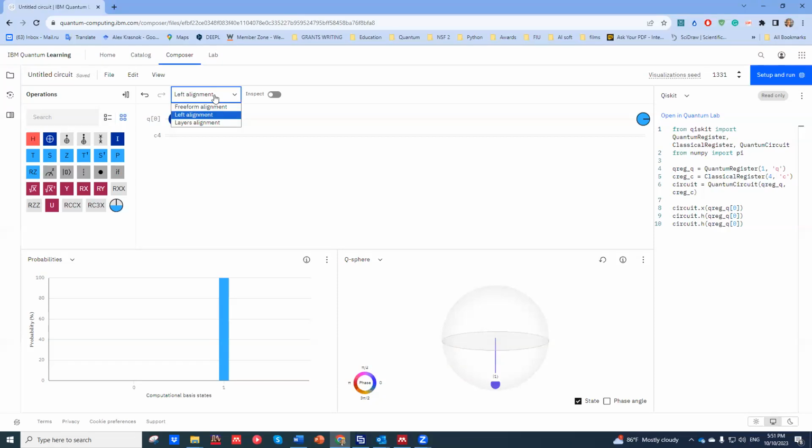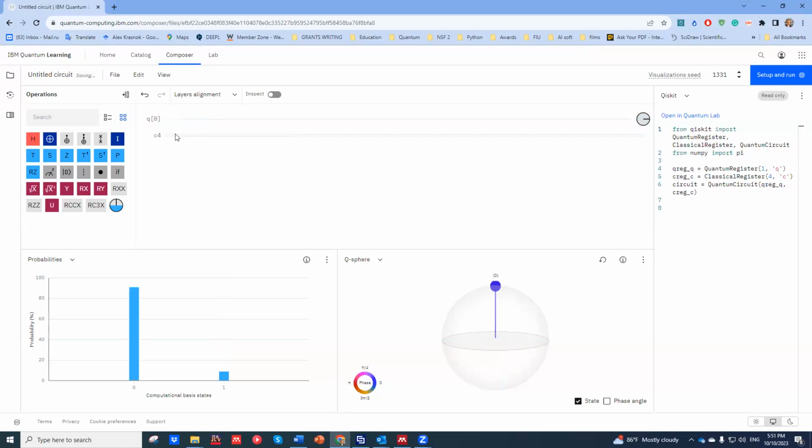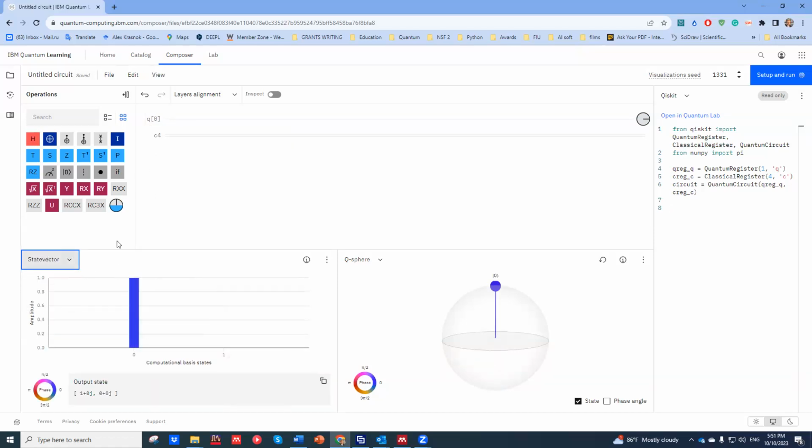Also, what I suggest to use is layers alignment. So layers alignment shows the different layers in this quantum circuit. Okay, so you can add the gates, you can remove them. By default, and you can see it here, by default, the qubit is in the 0 state. So it's in the ground 0 state.